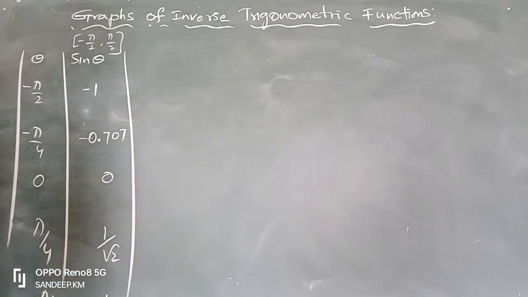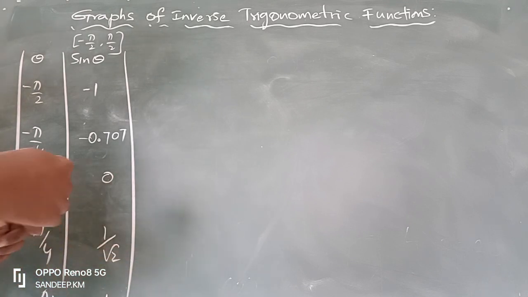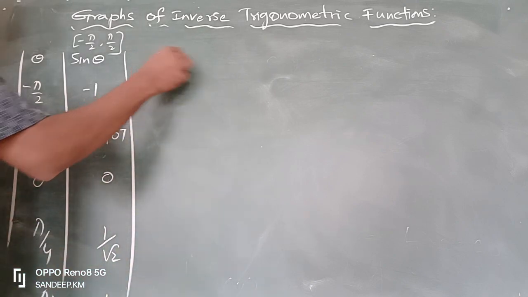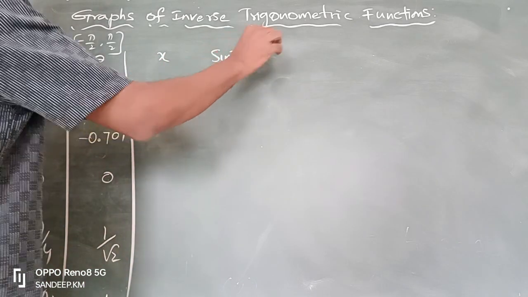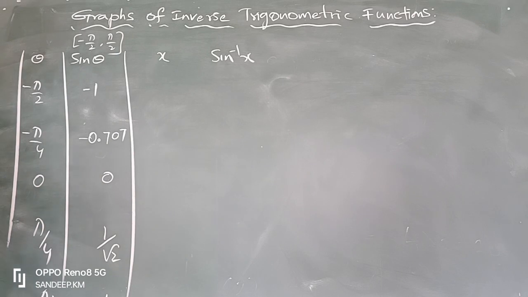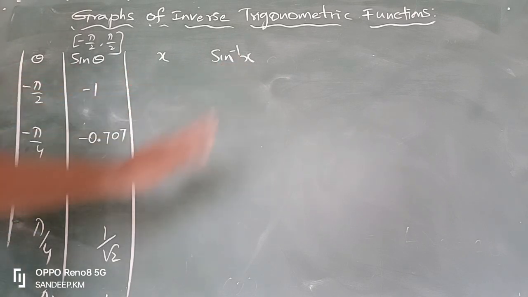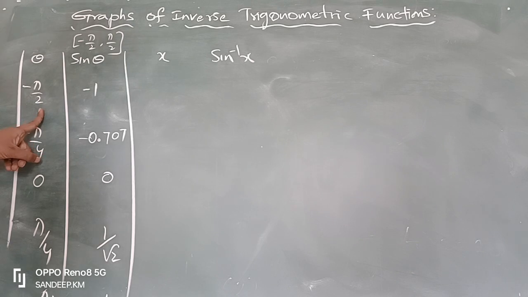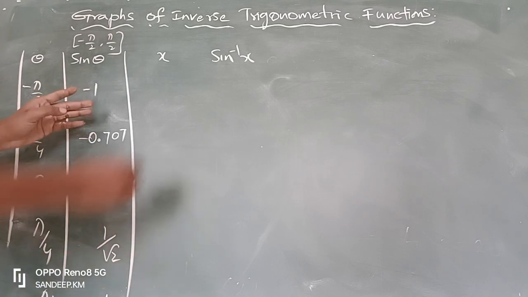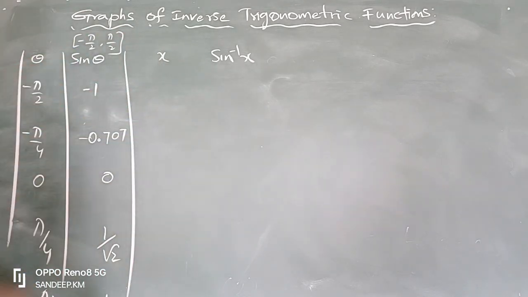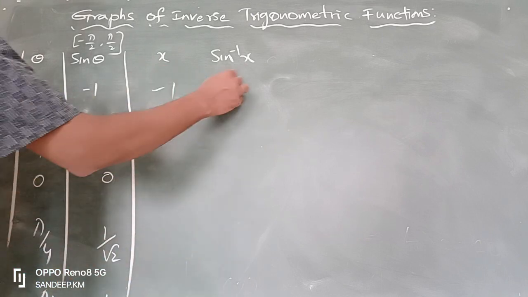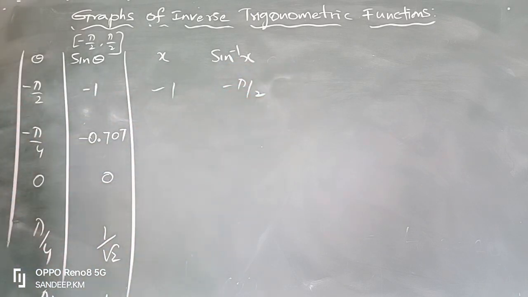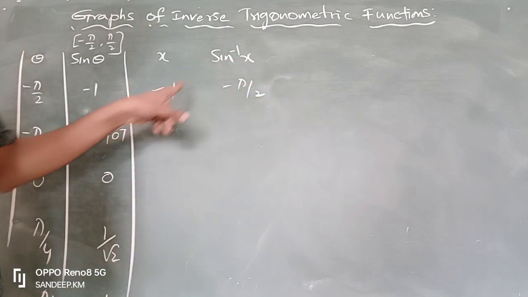The inverse trigonometric function of sin x is sin inverse x. Now input is x and the output is sin inverse x. So just interchanging them here, that's it. For sin theta, input is minus pi by 2, output is minus 1. It is interchanged here. So if input is minus 1, then the output is minus pi by 2. That means sin inverse of minus 1 is minus pi by 2.